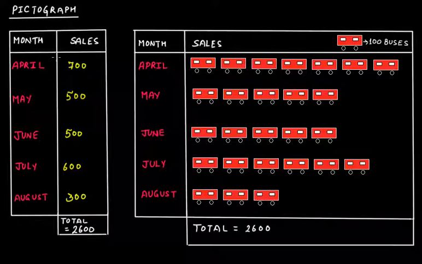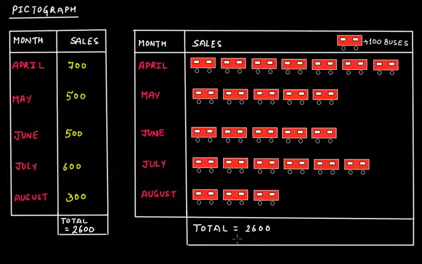So in the month of April you have sales of 700. In the month of April you have sales of what? 1, 2, 3, 4, 5, 6 and 7. So each picture of one bus represents 100 buses. So 1, 2, 3, 4, 5, 6 and 7 images means what? 700 buses. Similarly, this was for 500, so this is also 1, 2, 3, 4, 5, and each picture represents 100 buses, so this is 500 buses. Same thing for the month of June, for July and for August, and then you made the total.